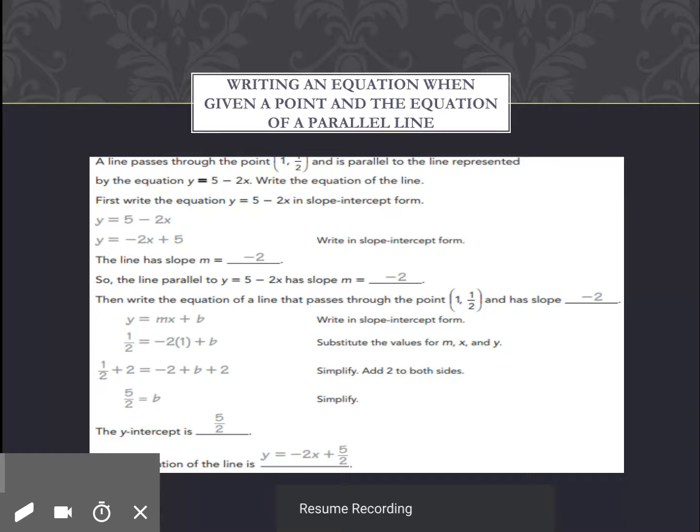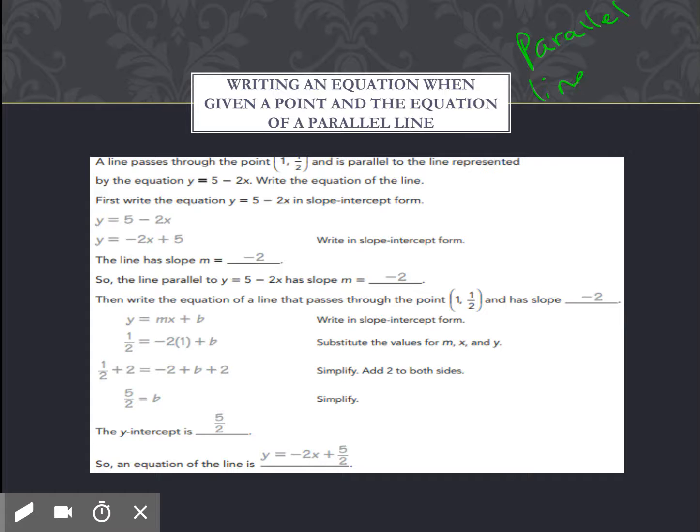Okay, next we're going to learn how to write the equation of a line when we're given a point and the equation of a line that's parallel. Remember, it's really important for this that you remember that parallel lines will have the same slope.